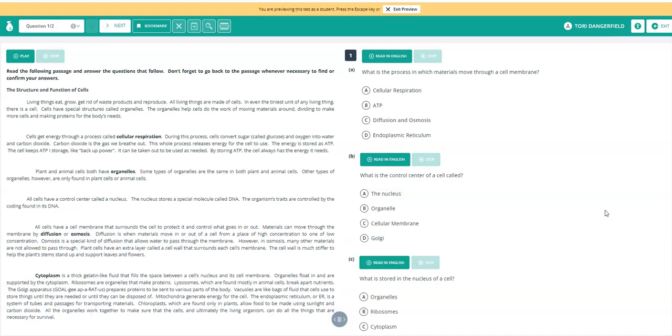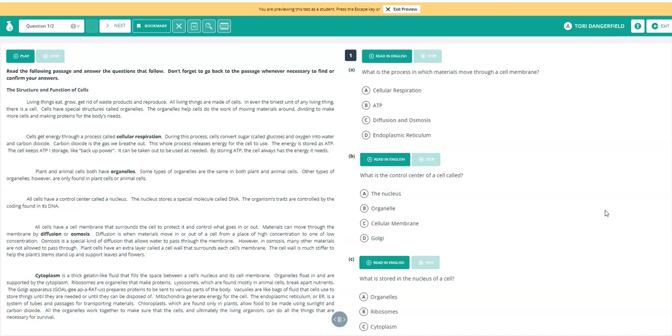The endoplasmic reticulum, or ER, is a system of tubes and passages for transporting materials. Chloroplasts, which are found only in plants, allow food to be made using sunlight and carbon dioxide. All the organelles work together to make sure that the cells and ultimately the living organism can do all the things that are necessary for survival.